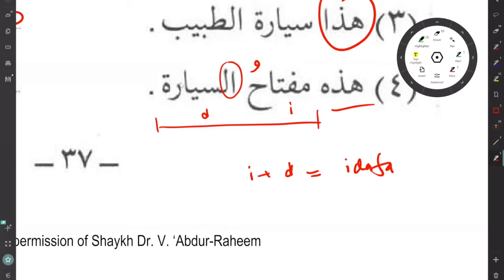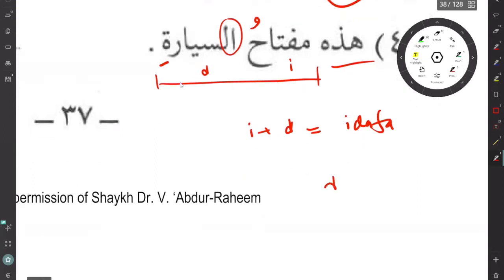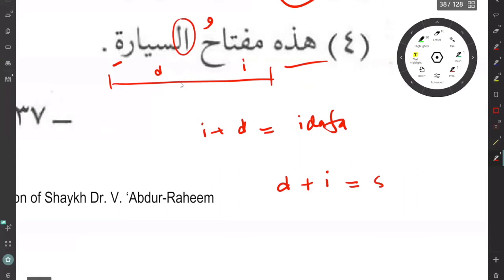Once you establish idafa, then you understand it's not taking tanween, it's going to be miftahu sayyarati. So right now you can think about it like this, because these are the only two we have in this book so far. Definite plus indefinite makes it what? A sentence. And then indefinite plus definite makes it idafa. So it's just the opposite. You understand?